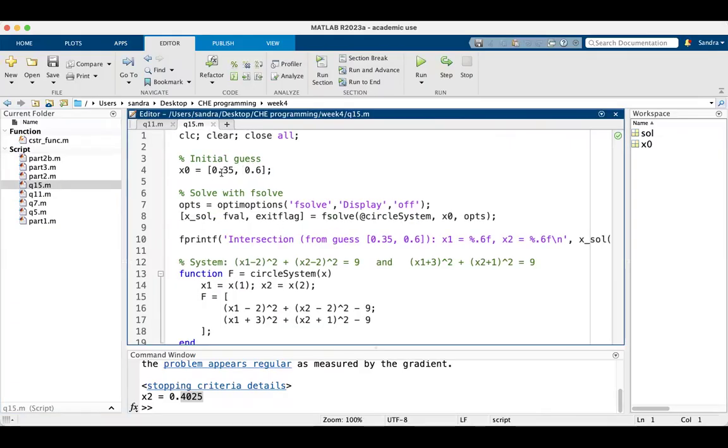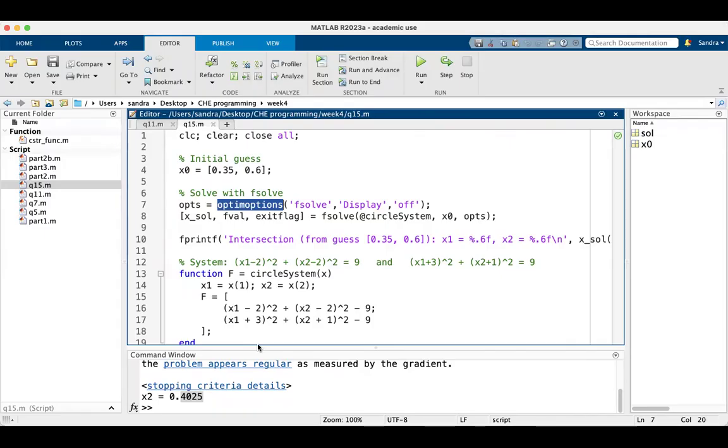So first we give the initial guess 0.35 and 0.6. And then there are some optimum options, as I discussed last week. For every solver or inbuilt function that you use, there are some extra options available, which you can add if needed. Right now in my optimum options, I have added that the display should be off.